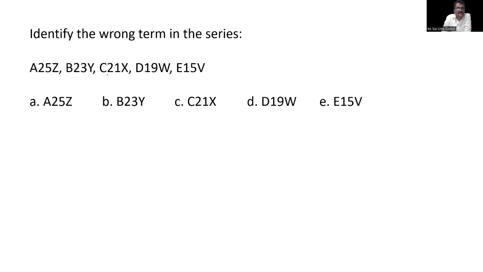2 and 25, 23. 3 and 24, 21. 4 and 23, 5 and 22. If you observe, 1, 26, 2, 25, 3, 24, 4, 23, 5, 22. The difference between 1 and 26 is 25, between 2 and 25 is 23, between 3 and 24 is 21, between 4 and 23 is 19, between 5 and 22 is 17.